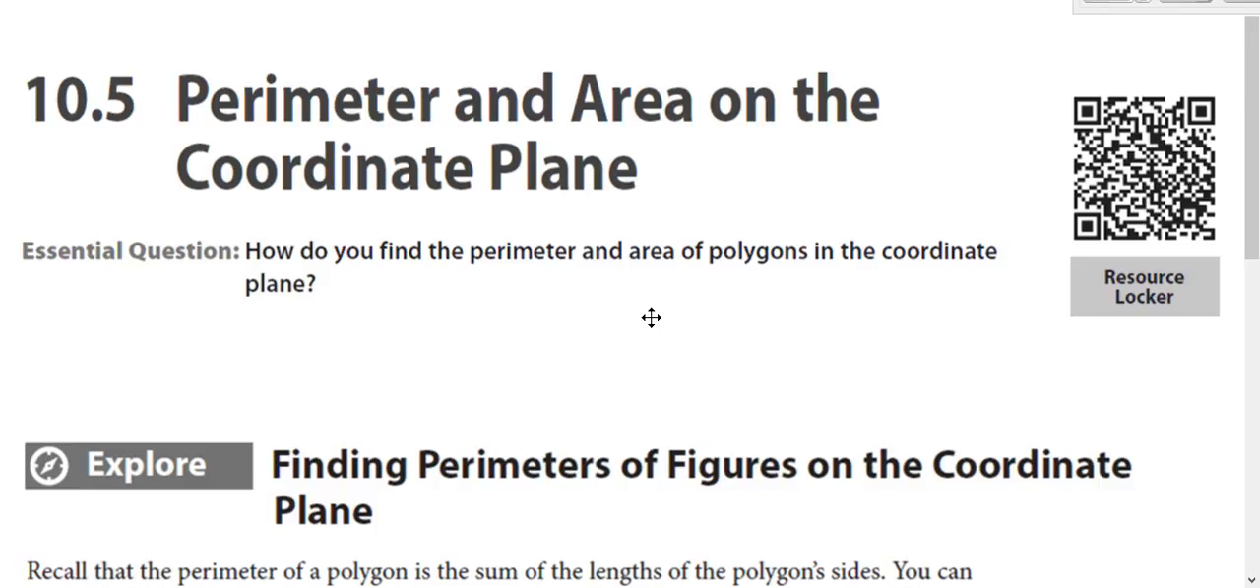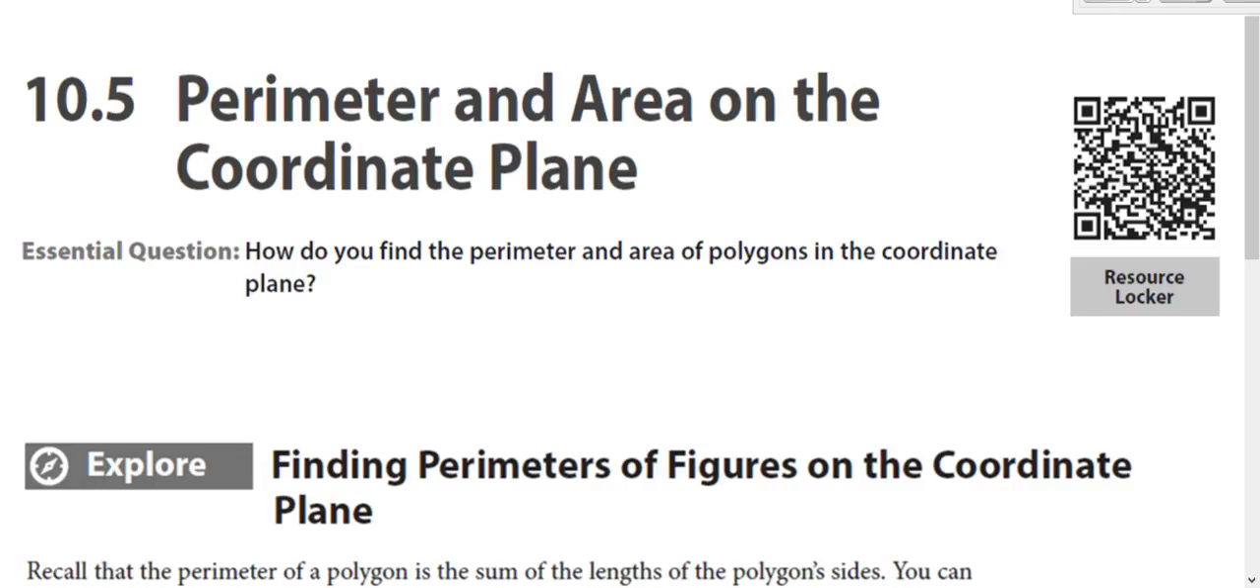So now we're going to look at finding the perimeter and area in the coordinate plane. So perimeter is the total distance around the figure. So add up all the side lengths. And then area, you probably remember, is the inside of it. It's how many square units the inside of the shape would take up.